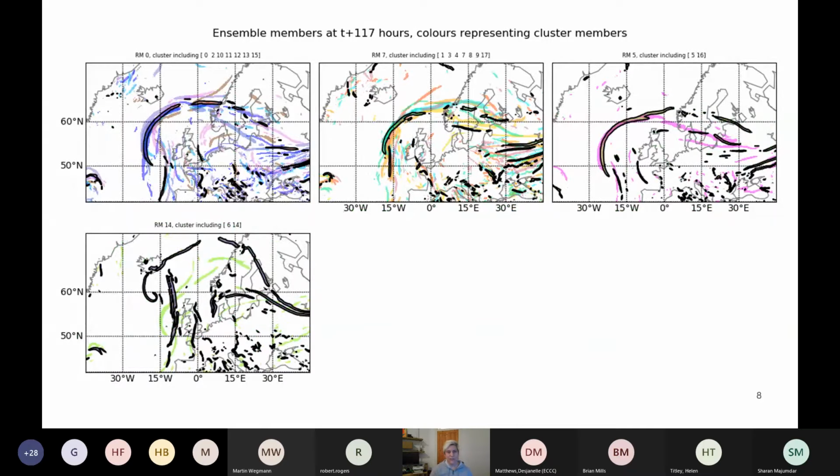So this is the next stage of what this looks like. We've clustered these members together. Now each member is its own color, so you can see there's 18 different colors on this chart. And you can see in the top titles of the subplots, the R representative, so it's the member as the representation of this particular scenario and this grouping of members, and then which members within the ensemble have ended up in that particular cluster.